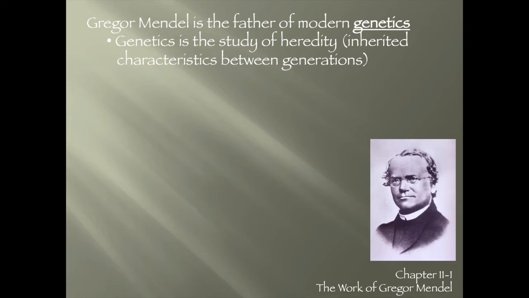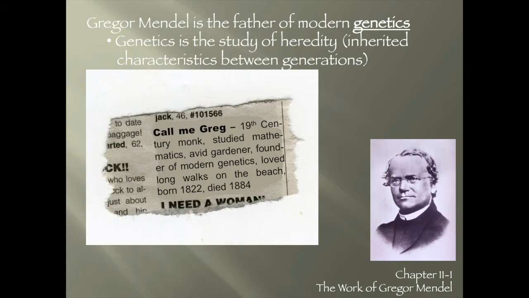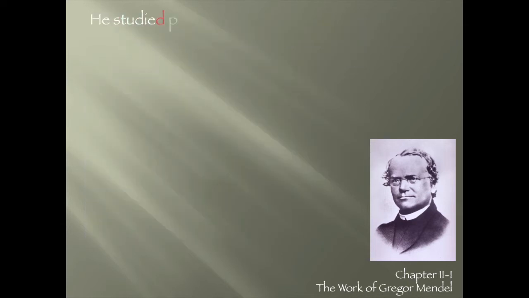Whether it be human, whether it be pea in his case, or whether it's plant, animal, or otherwise, there are certain patterns that exist between generations. He was a 19th century monk, and he studied both math and gardening. He loved both math and gardening, and believe it or not, it was those two together that allowed us to understand how and why traits are passed down the way they are from generation to generation.